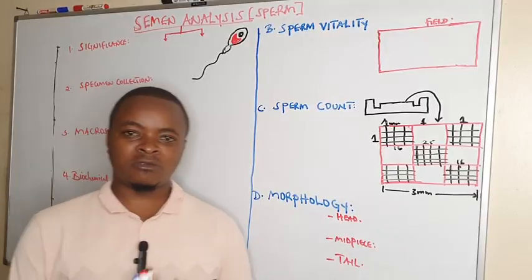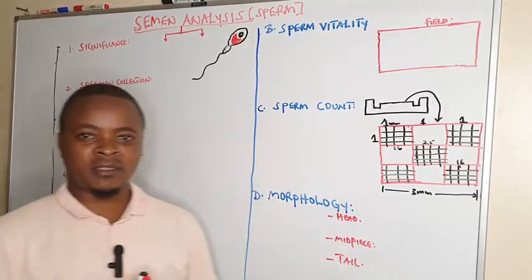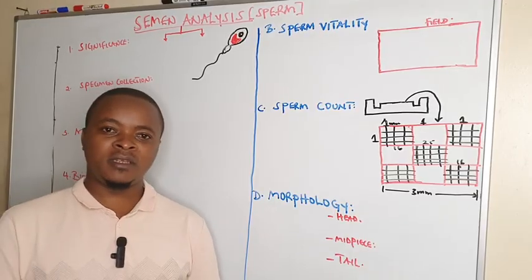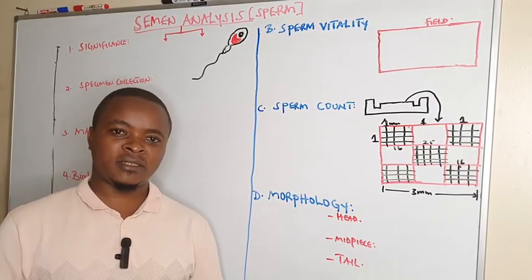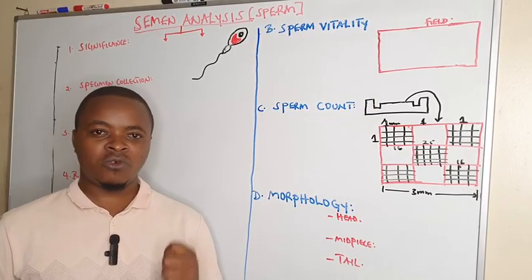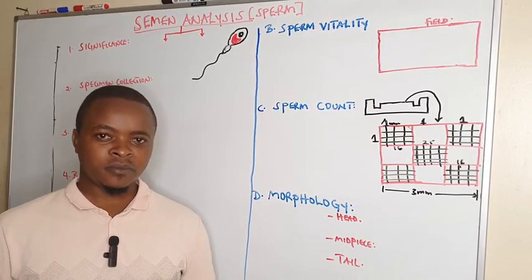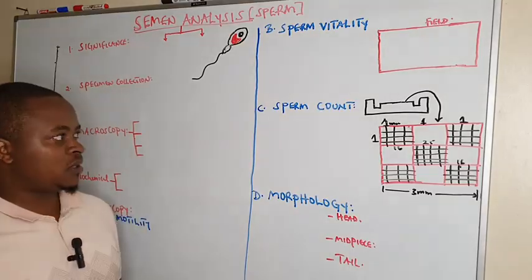Then we shall talk about how we examine. That is macroscopy. We're going to look at the biochemical tests. Then we shall end with what we call the microscopy.